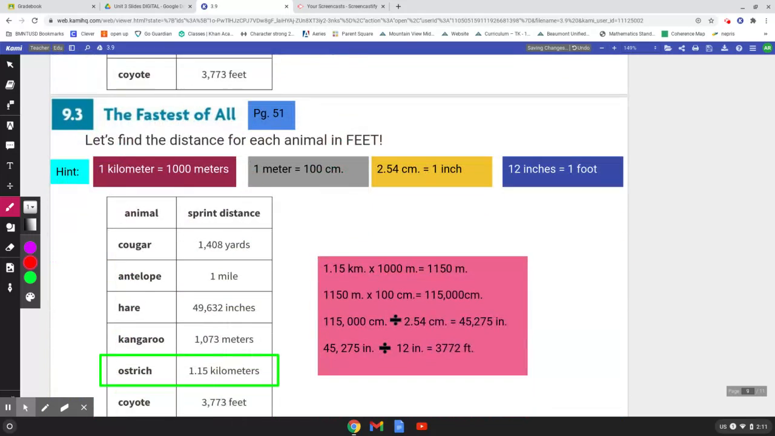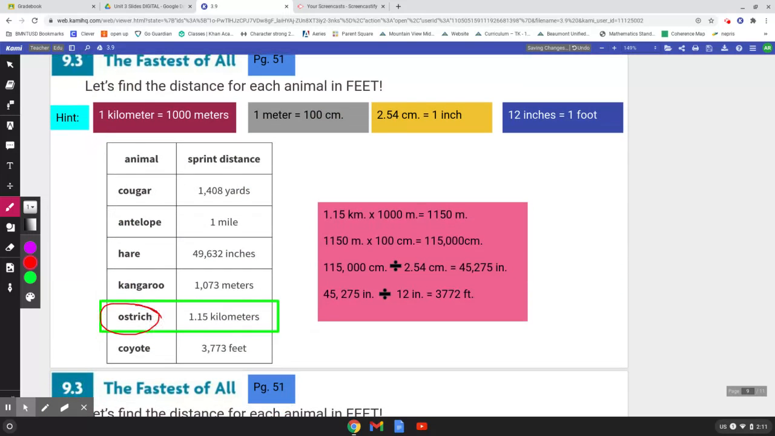And now the ostrich is the hardest one. So the ostrich is kind of the one where you're doing all of them together. You're going from kilometers to feet, which is multiple steps. In 1 kilometer, there's 1,000 meters. Well, 1 meter is 100 centimeters. There's 2.54 centimeters in 1 inch. And as you know, there's 12 inches in 1 foot. So just start one thing at a time. We're going biggest and down, right? So the kilometer to meters is where we'll start.